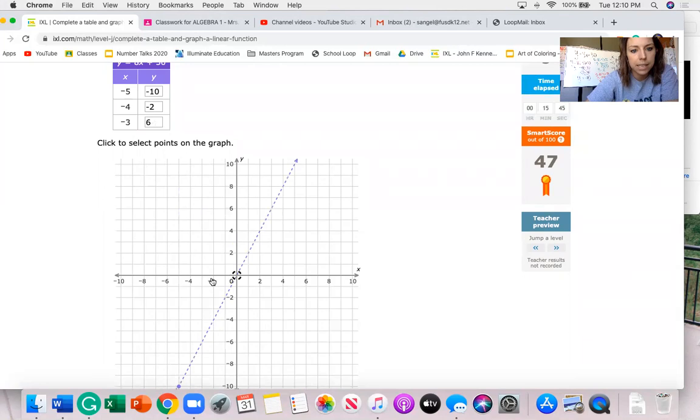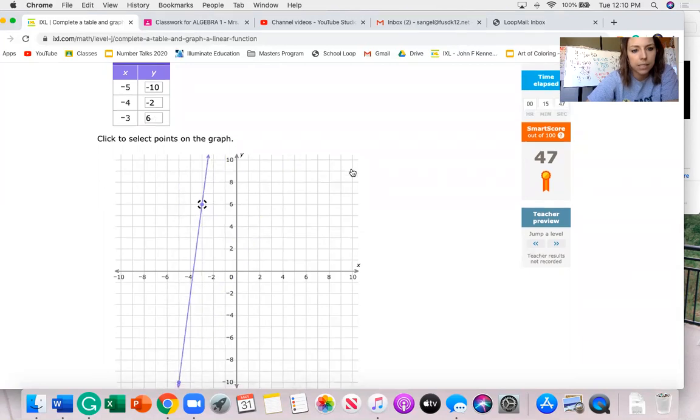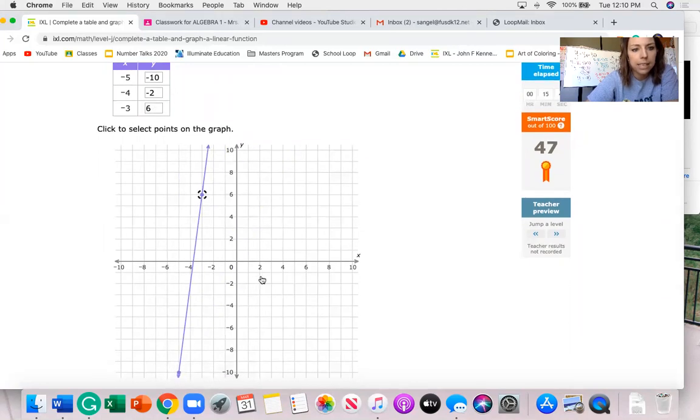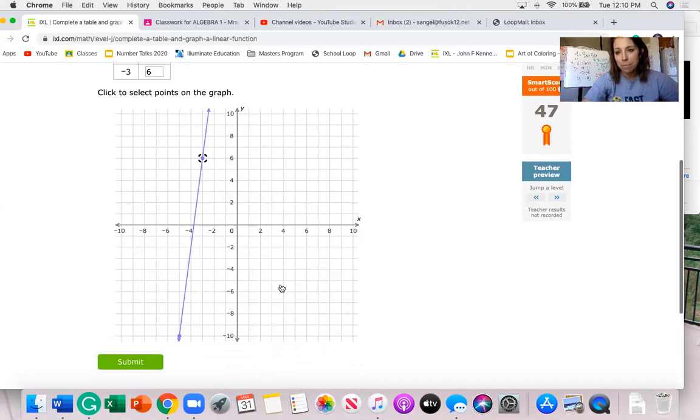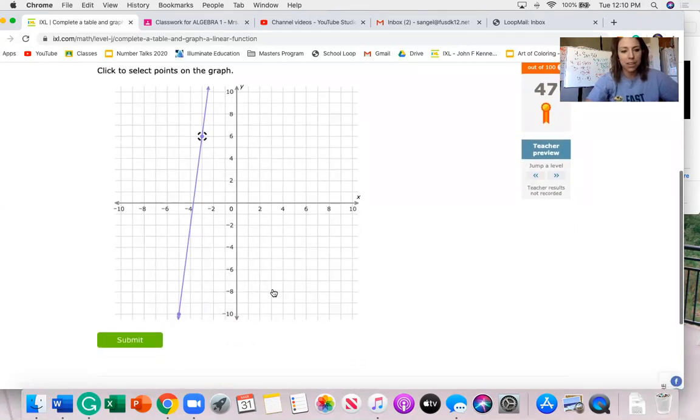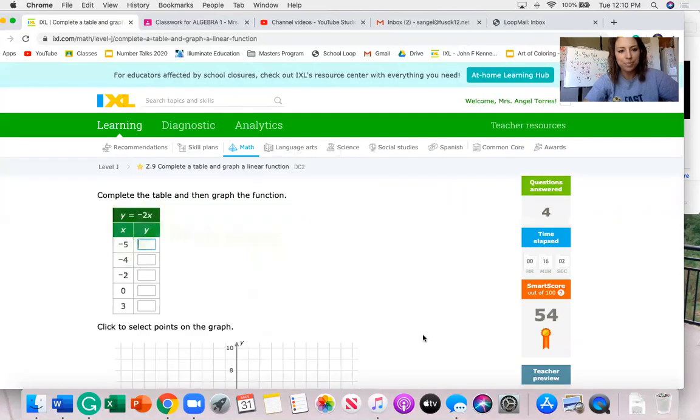And negative 3, 6, negative 3, 6. Okay, let's see. Negative 4, 2 is now on the line. So I know I did it right. Whew. My goodness, I started sweating there a little bit. I really made that mistake by accident. I didn't even mean to.